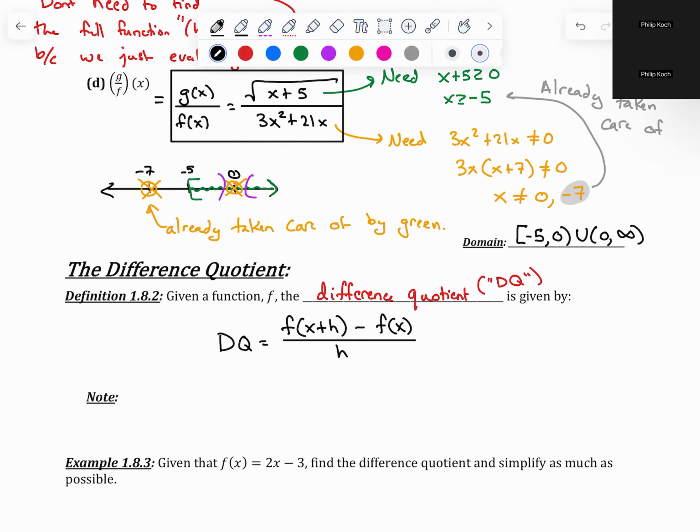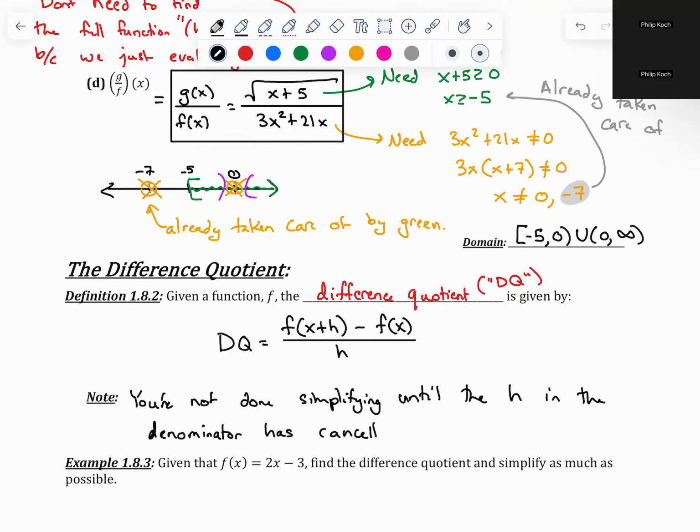Now, with regards to these problems, the note is you're not done simplifying until the h in the denominator has canceled. You are not finished with these problems until that h in the denominator has been canceled. And I can guarantee you it will always work. You might be wondering, what the heck is this? Why do we care?